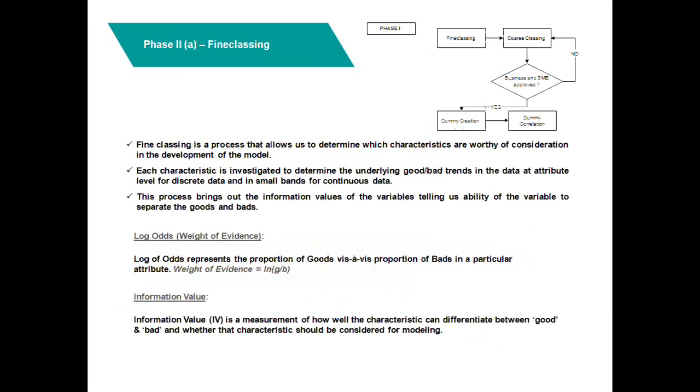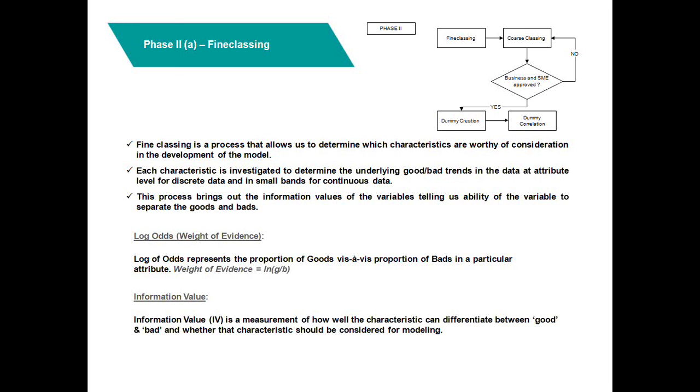Classes are worthy of considering in the development of the model. Each characteristic is investigated to determine the underlying good bad trends in the data at attribute level for discrete data and in small bands for continuous data. This process brings out the information values for the variables, telling us the ability of the variable to separate the goods and bads. So let's say we have 50 variables. If we somehow can get, out of those 50 variables, which 5 variables are giving more information for predicting our Y, we are done. So that is what the information value is all about. So we deal with the log odds weight of evidence.